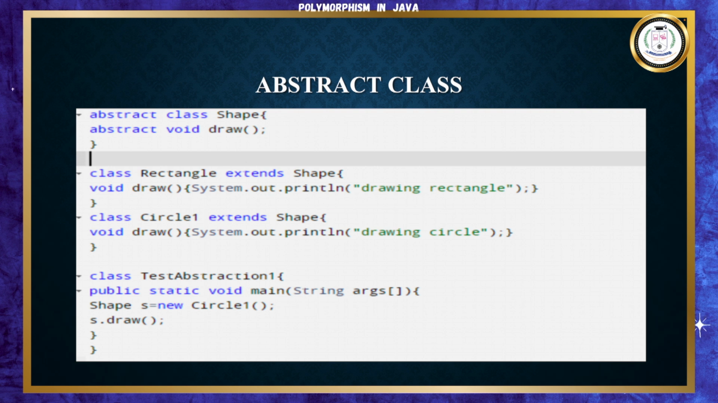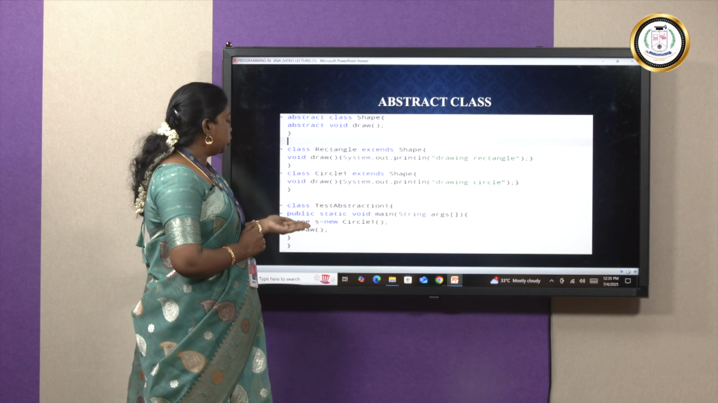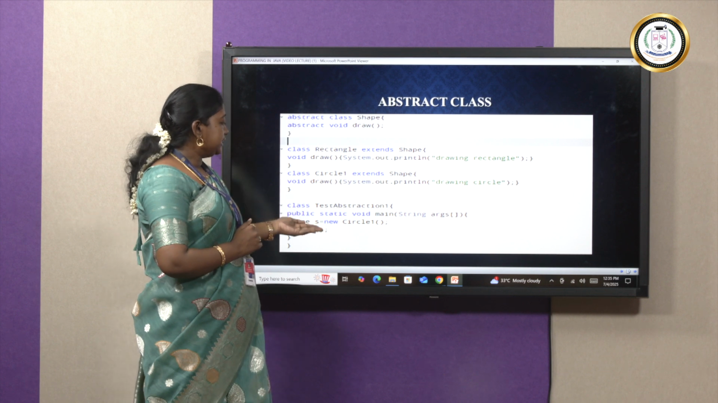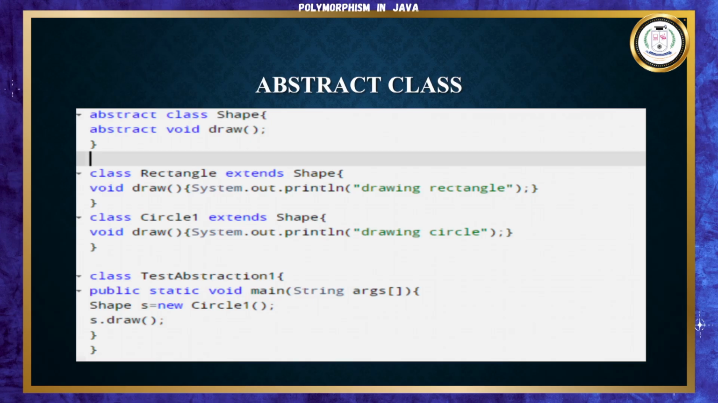Here again I have defined the abstract class as shape and the abstract method as draw, and here also I have created the object for the abstract class to access the child class circle. So this is how you define the abstract class as well as the method for the abstract class.